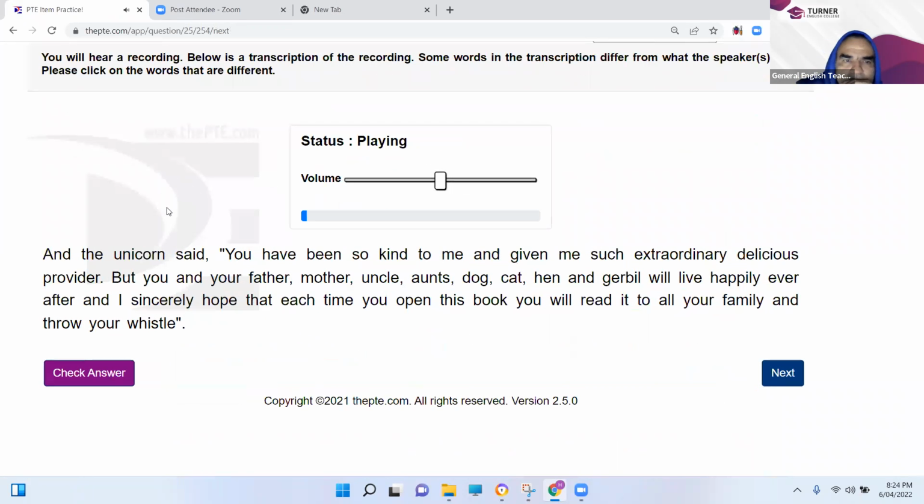And the unicorn said, "You have been so nice to me and given me such extraordinarily delicious provender that you and your father, mother, uncle, aunts, dog, cat, horse and gerbil will live happily ever after, and I sincerely trust that each time you open this book, you will read it to all your family and blow your whistle."